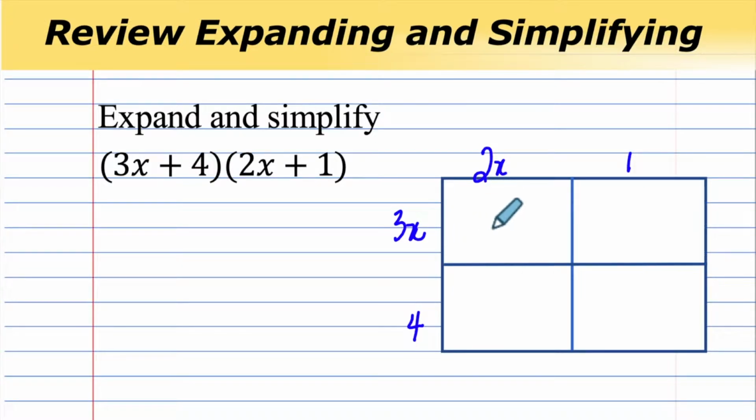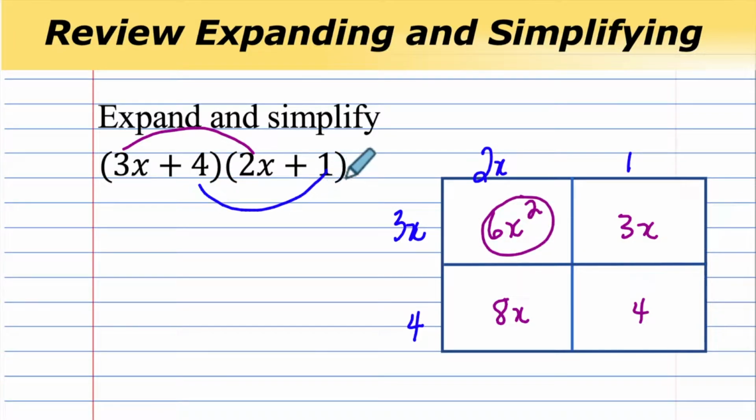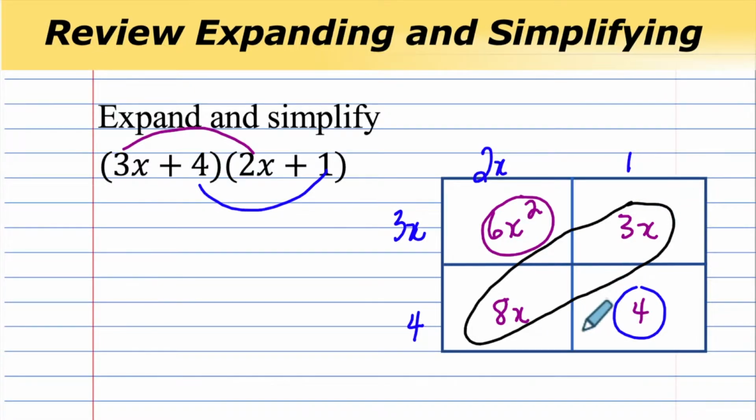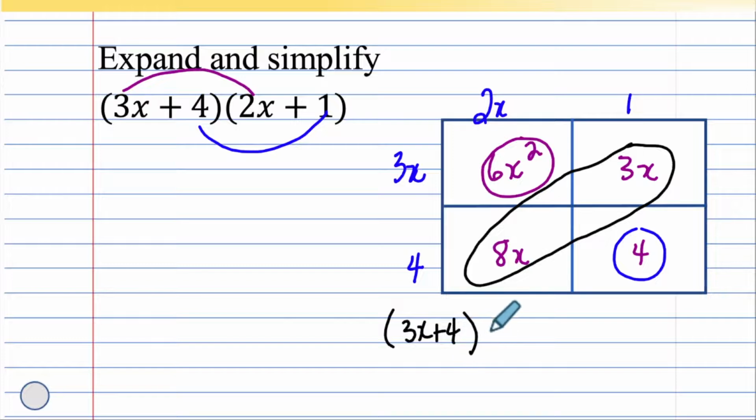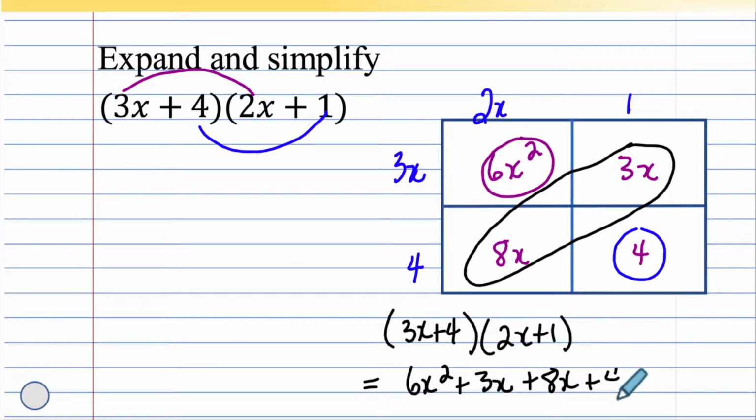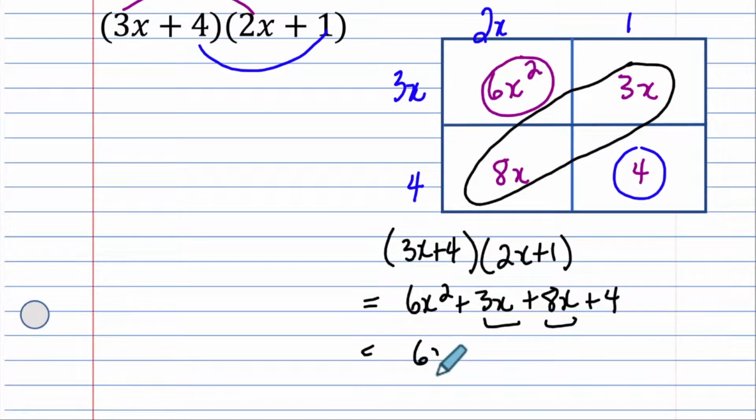Multiplying, we get 6x squared, 3x, 8x, and 4. Notice that 3x times 2x is 6x squared, and 4 times 1 is 4. These two combine to give 11x. 3x plus 4 times 2x plus 1 is the same thing as 6x squared plus 3x plus 8x plus 4. Collecting like terms, we get 6x squared plus 11x plus 4.